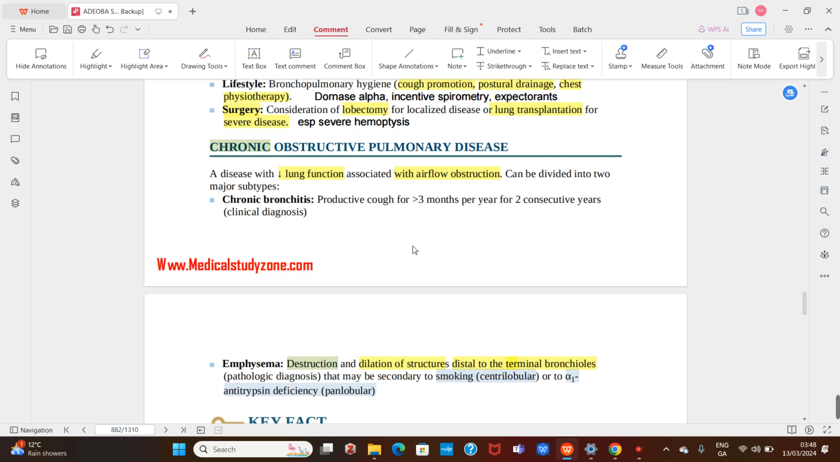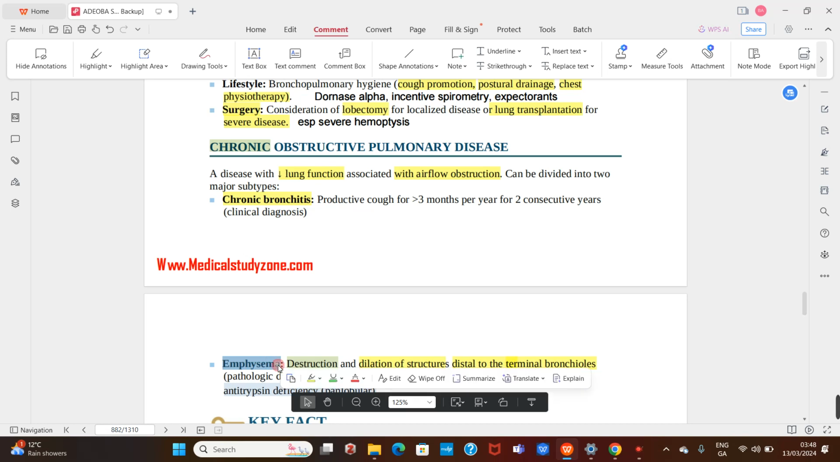And we have two phenotypes. One is a clinical diagnosis, the other one is a pathologic diagnosis. The clinical diagnosis is chronic bronchitis. So they can present in two different forms. You can have individuals that have chronic bronchitis, and individuals that have emphysema. I think the commoner one out of these two is emphysema.